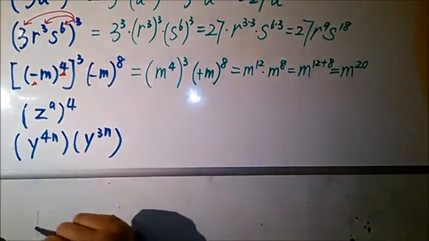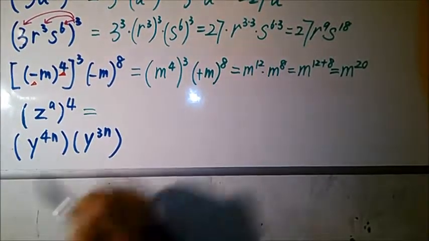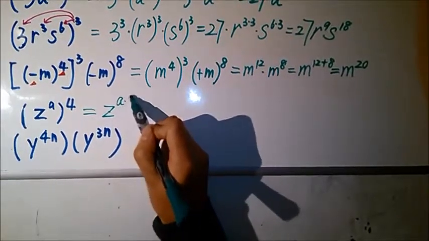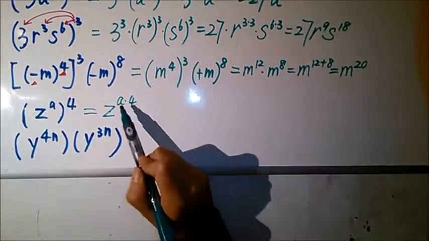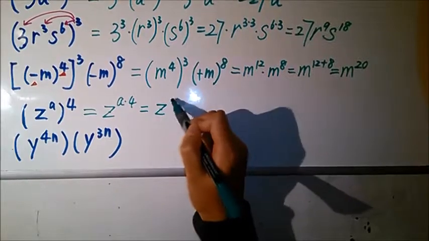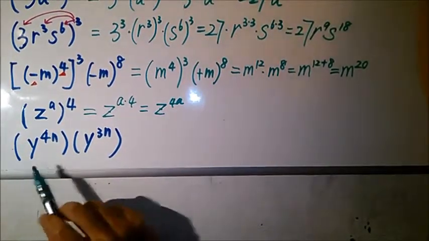Z to the power of 8, all to the 4th power. Okay, we're going to use the power rule here. Distribute the 4 into the exponent, and we should have z to the power of 8 times 4, and the answer should be z to the 32nd power. Good. Okay, next one.